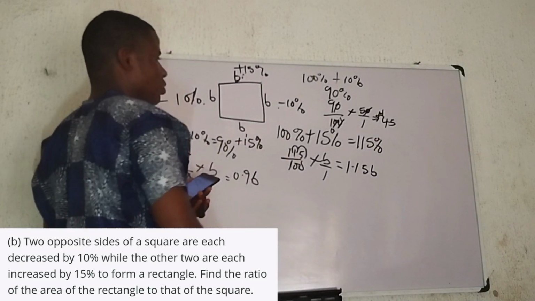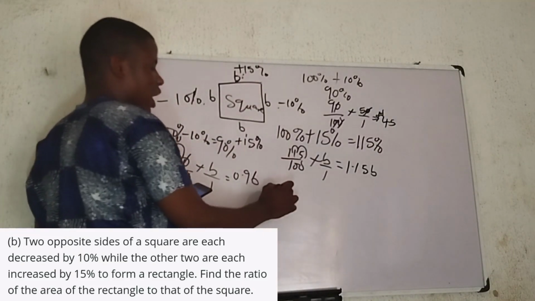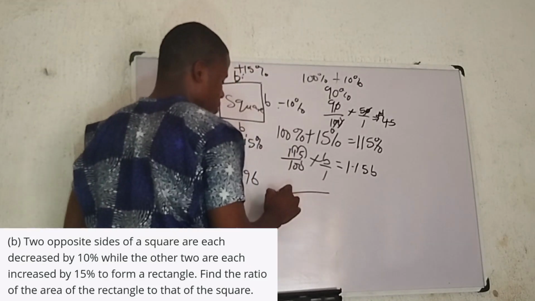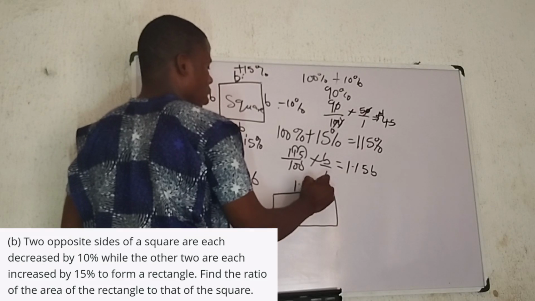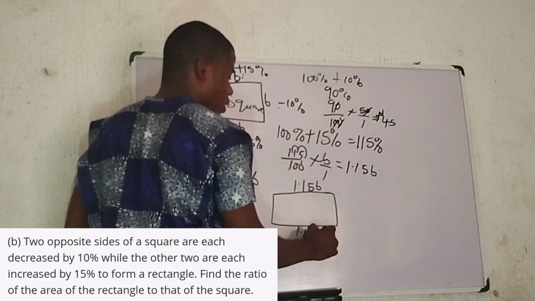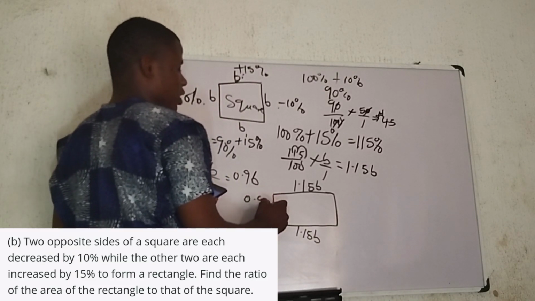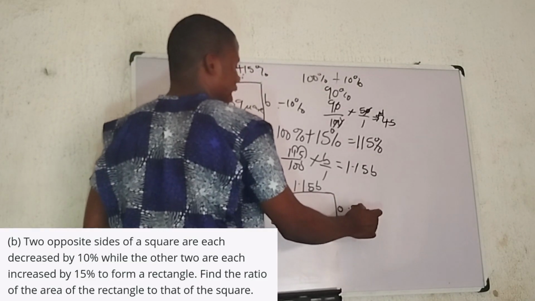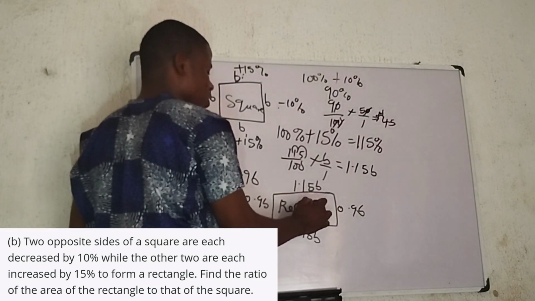Now look at the rectangle. This is the square, right? And look at how the rectangle will look. It will look like this. Here will be 1.15b, here will be 1.15b, here will be 0.9b, and here will be 0.9b. And it makes a lot of sense to say that this is a rectangle. Does it make sense?